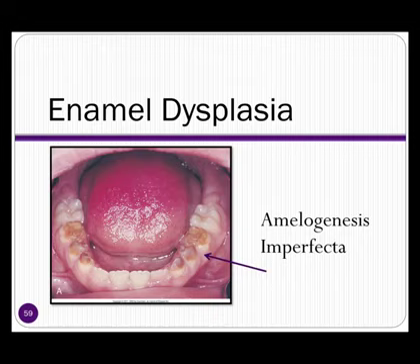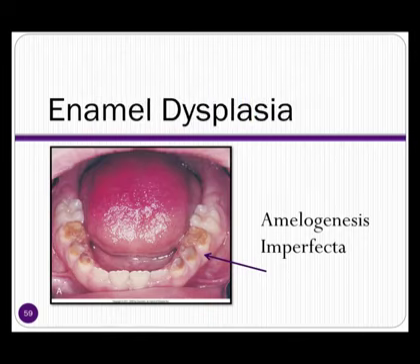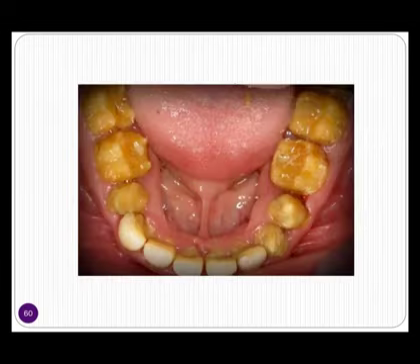But here we have an example of a case of amelogenesis imperfecta. Remember I told you that enamel is formed by cells called ameloblasts. So if we break down this word, we can see that it means imperfect formation of enamel. In 18 years and thousands of patients, I could count on one hand the number of people who I've actually encountered with this condition. It's actually quite rare.